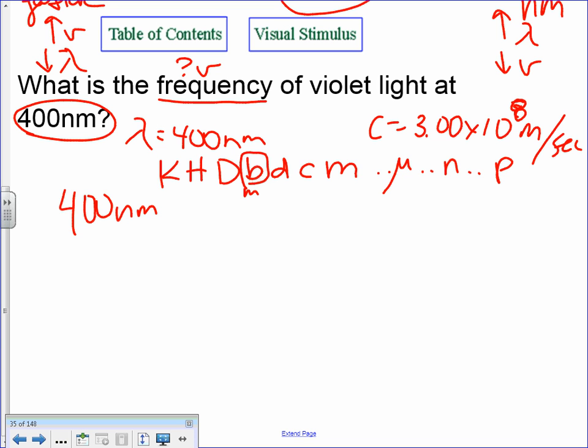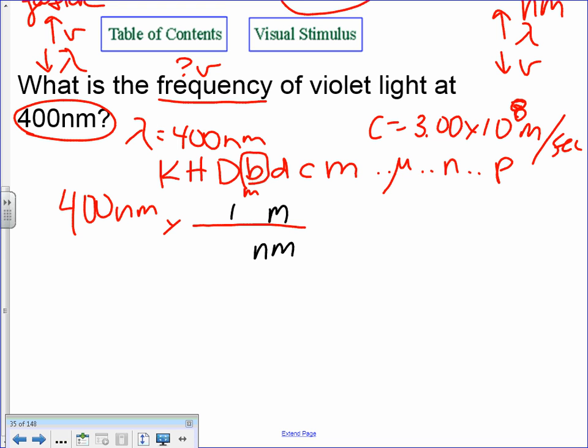What are you going to do? You're going to write here. I'm going to try to switch one in here. I want meters on top because I want nanometers on bottom because I need to cancel this out. Which one gets the 1? Meter gets the 1. How many nanos are in a meter?